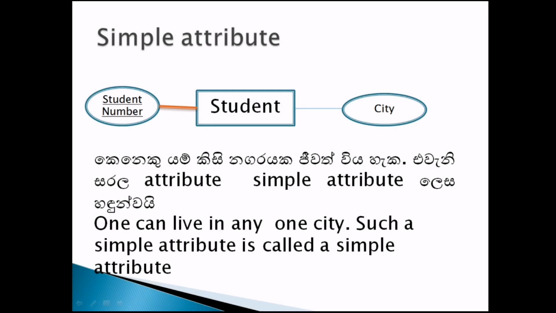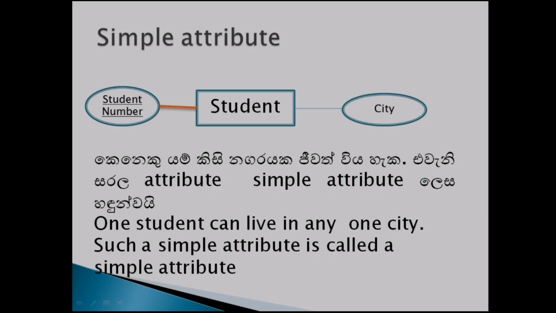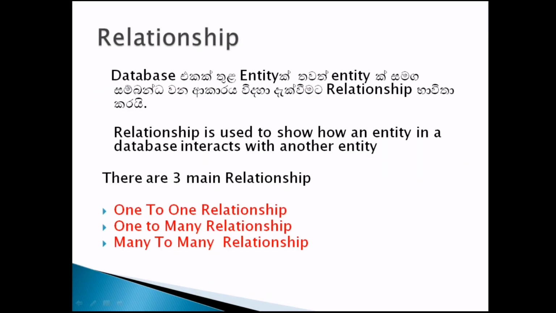In this slide, I have explained simple attribute. So, what is a simple attribute? Let's take an example. This is a student entity. There are many attributes such as student number and city. One can live in any one city. Such an attribute is called a simple attribute. Let's go to the next slide.